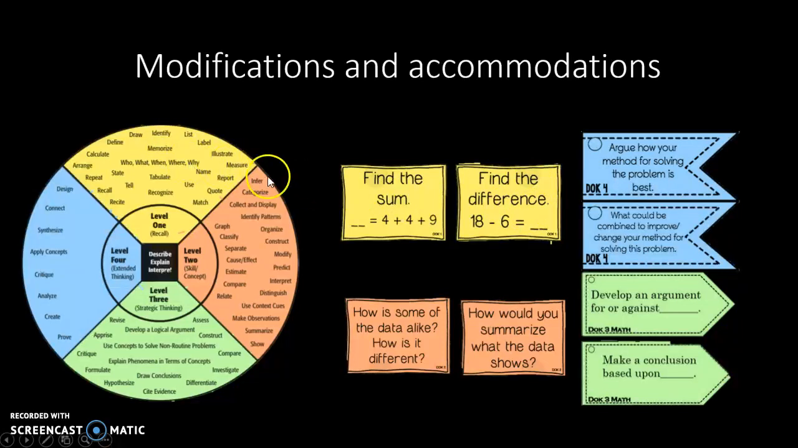And then for DOK 2, it says, how is some of the data alike and how is it different? Now that would be a comparison. So if we look in here, it shows the word compare. So each DOK has a different level, and what we do is we can plan. If a student isn't doing very well at a DOK 2 level, we can move them down to a DOK 1 level so that they can use the skills of recalling.